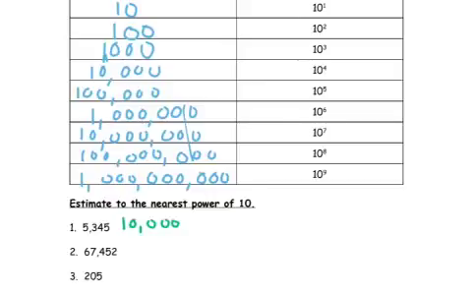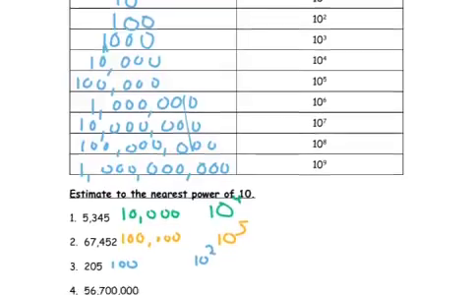And when I write that as a power of 10, because that is your final step, it would be 10 to the fourth power because I have 1, 2, 3, 4 zeros. Next one, 67,452. That one would be closer to 100,000, which is the same as 10 to the fifth power because I have 5 zeros. 205 is really close to 100. That would be written as 10 to the second power because of the 2 zeros.